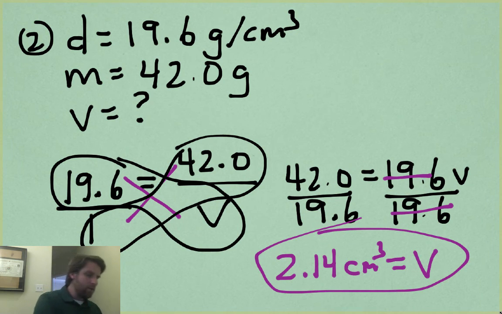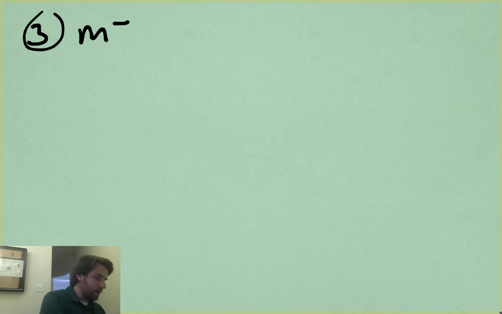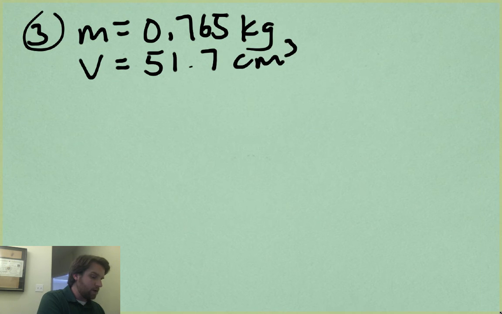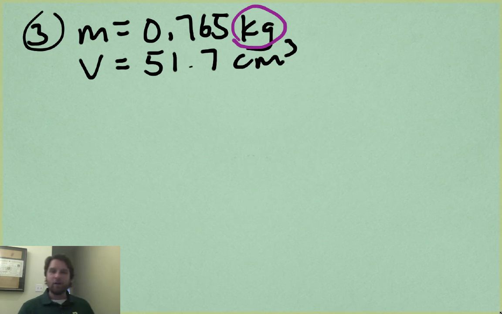So now, what if you actually have to convert something? This is the last problem we're going to do here. What if we have something that has a mass of 0.765 kilograms? The volume is 51.7 cubic centimeters. Oh, wait. This is a red flag. Kilograms. That's not grams. We need to convert that.